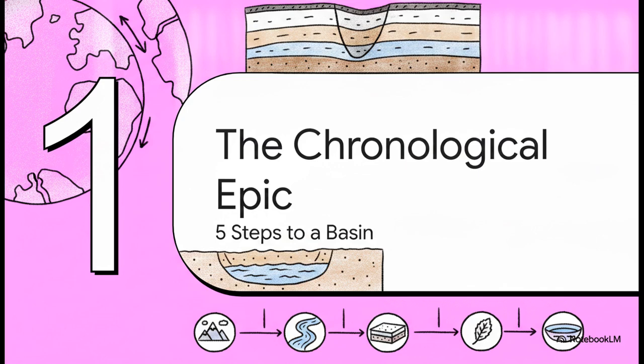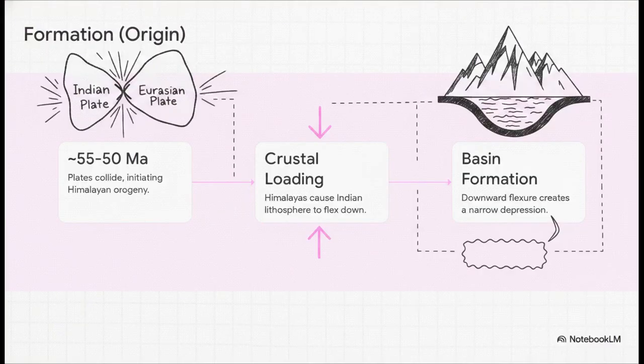Section 1. The chronological epic. 5 steps to a basin. So, it all kicks off with step 1, the collision of plates. We're rewinding the clock back roughly 55 to 50 million years ago, abbreviated as MA for mega annum. The Indian Plate slams into the Eurasian Plate, initiating the Himalayan orogeny, which is just the fancy scientific term for this specific mountain-building event.